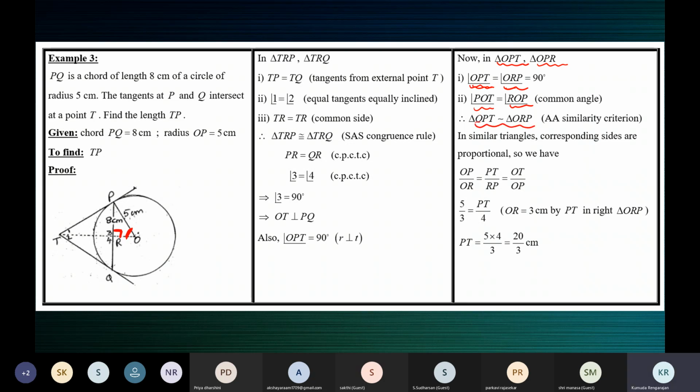O is the common angle. P and R are right angles. P is 90 degrees, R is 90 degrees. I'm pausing so that you understand. O is the common angle and P and R are right angles. So that order I have followed. I've written the common angle vertex first and then the right angle vertex. Then the third angle. So the two triangles are similar. Then write the proportion, fill the values and get PT. That's all.